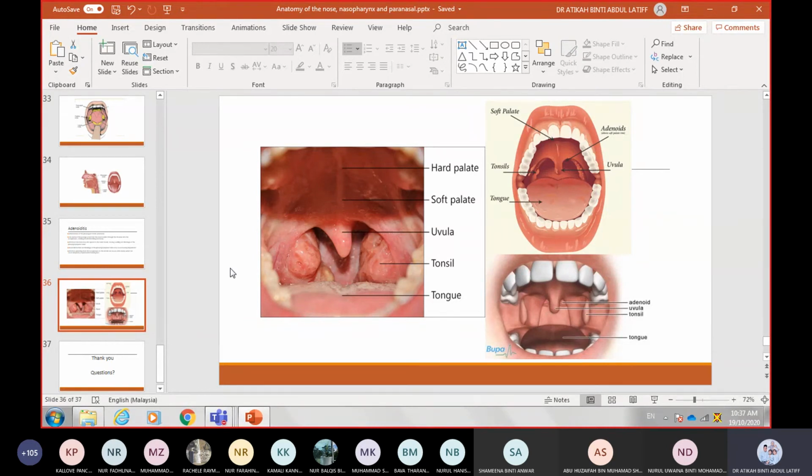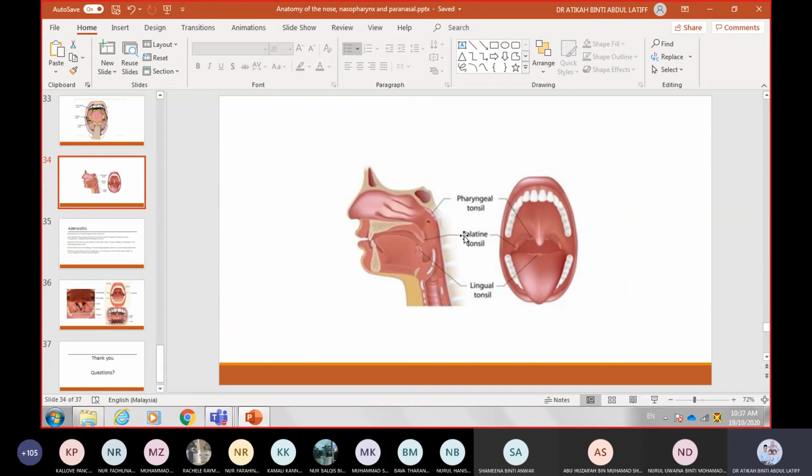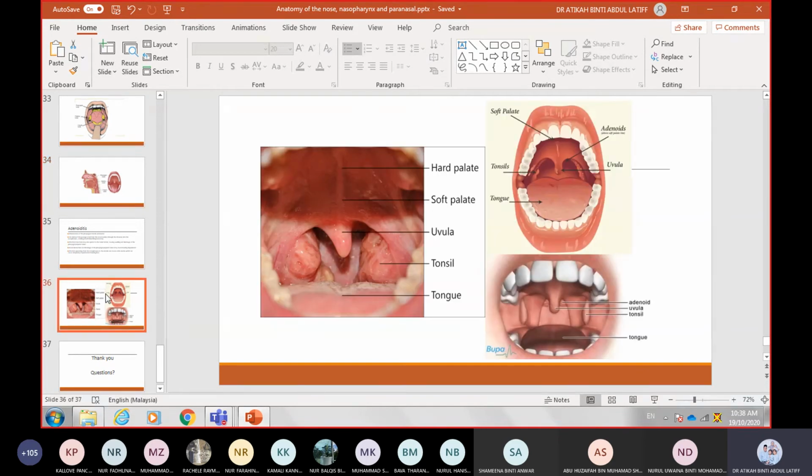This is very big. If it's not very big, if it's just until here, when you open the mouth you still cannot see the tonsils. If it is very enlarged and comes down up to here, only then can you see the pharyngeal tonsils when you do an examination from the mouth. So I think that's all for the nasal cavity, nasopharynx, and paranasal sinuses.